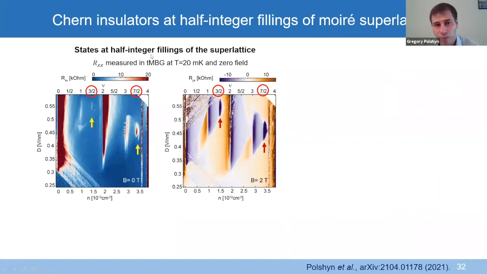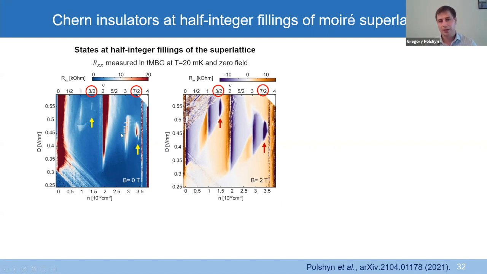So when we did more careful measurements, also at lower temperatures of 20 millikelvin, we found that there are some additional correlated states which emerge at half-integer fillings of the Moire lattice, at fillings of 3/2 and 7/2. And this is longitudinal resistivity measured at zero magnetic field. So even at zero magnetic field, they appear as these sharp features. And in the Hall resistance channel, they appear as well-developed peaks at some finite field.